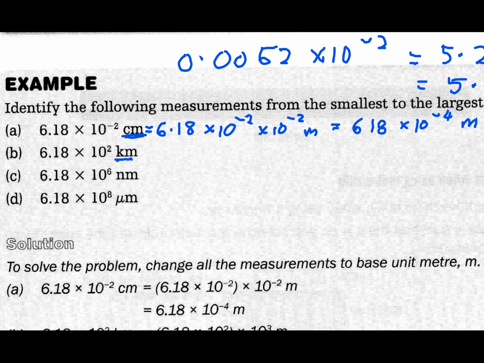Kilometers, we change the kilo to 1,000, 10 to the power 3. So this becomes 6.18 multiplied by 10 to the power 2 and multiplied by 10 to the power 3 meters, in which case we'll get 6.18 multiplied by 10 to the power 5 meters. Let me just make this clearer a little bit.